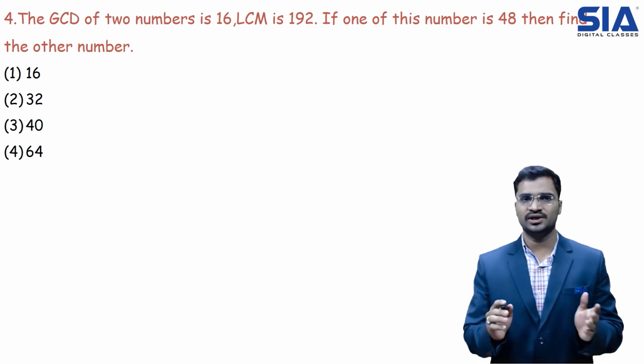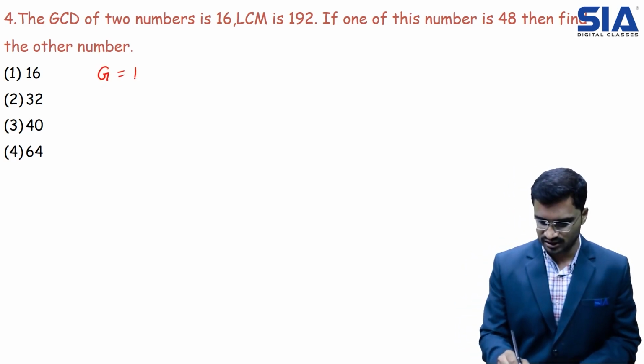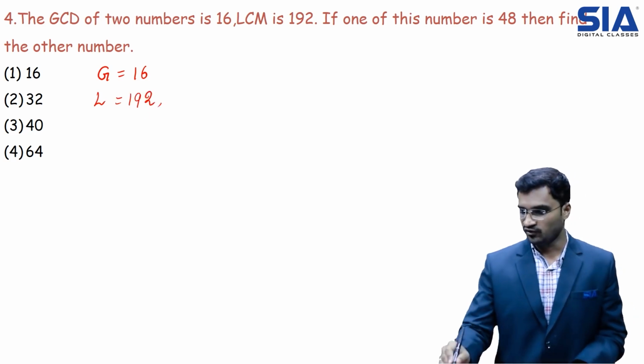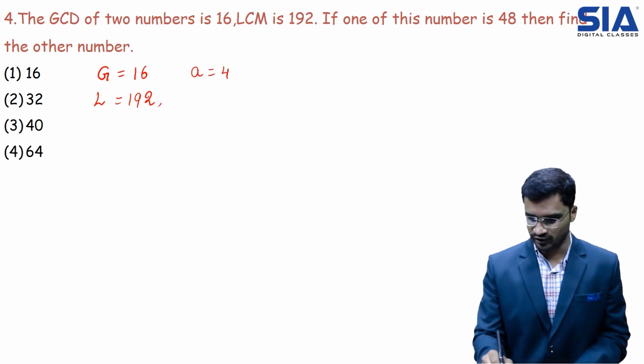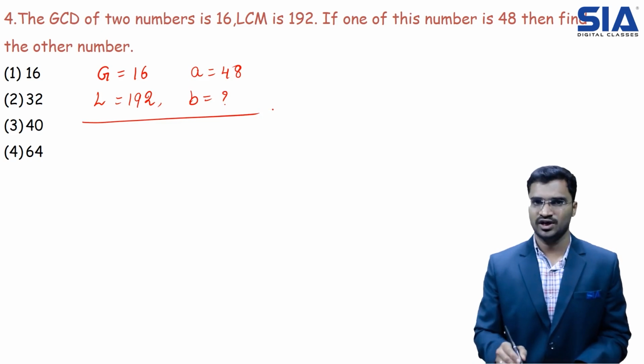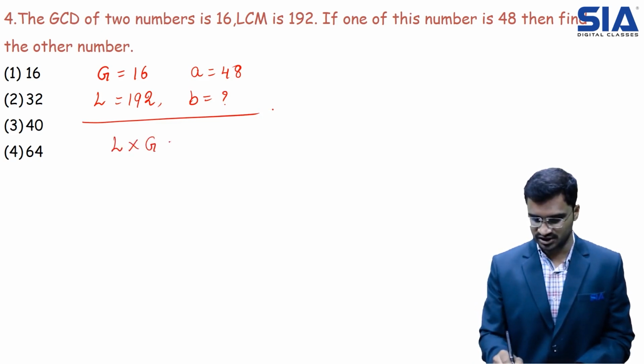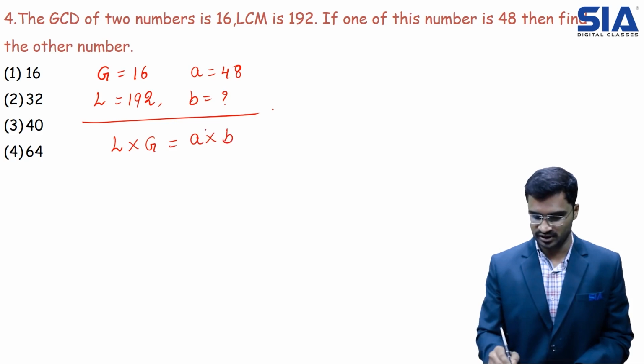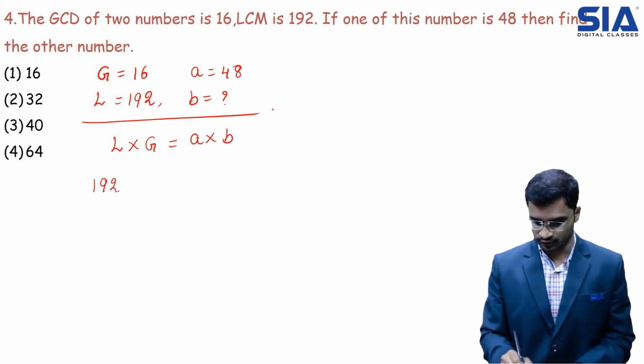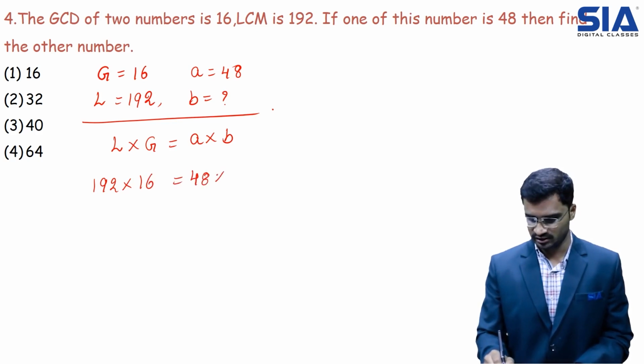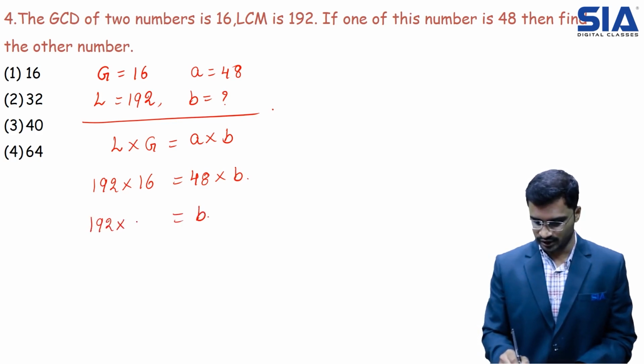The GCD of two numbers is 16. GCD is 16 and LCM is given as 192. If one of the numbers is 48, then we have to find the second number. For these types of questions, we have a formula: LCM into GCD is equal to A into B. LCM is 192. GCD is 16. A, one of the numbers, is 48. We have to find the second number. So B is equal to 192 into 16 divided by 48.